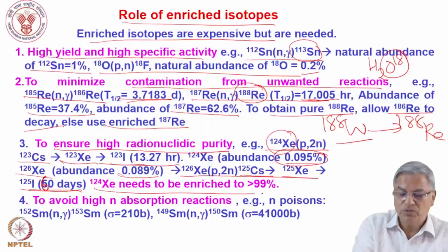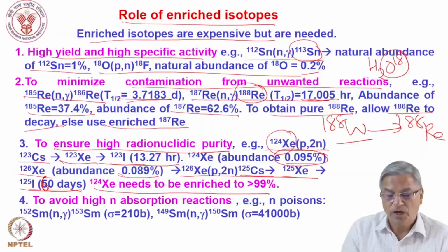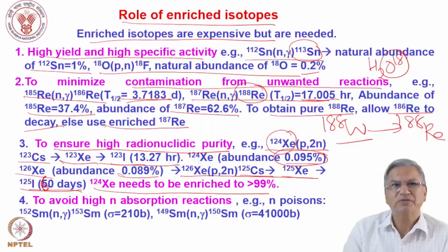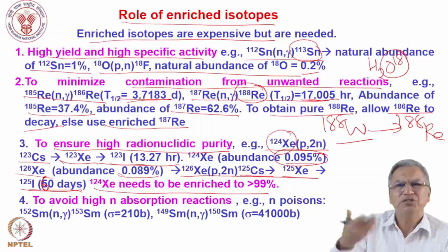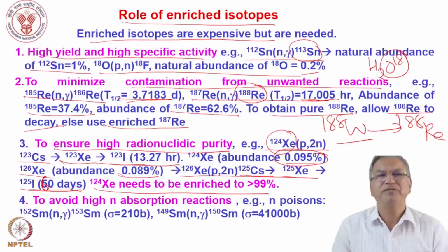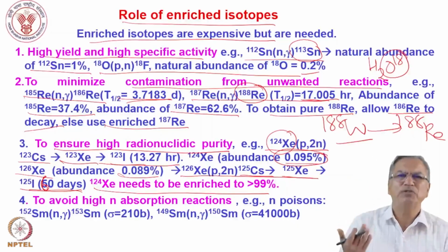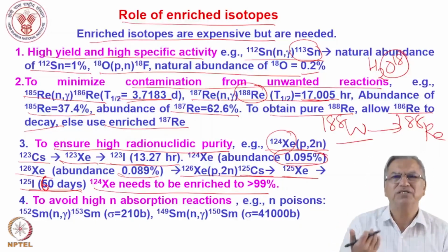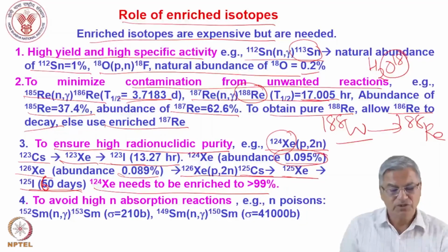Therefore, you need to enrich xenon-124 up to more than 99%. The gaseous isotopes are easy to enrich. Different methods are available for isotope enrichment. And so the enrichment of isotopes is a very common technology these days, and many vendors are available to supply you enriched targets.